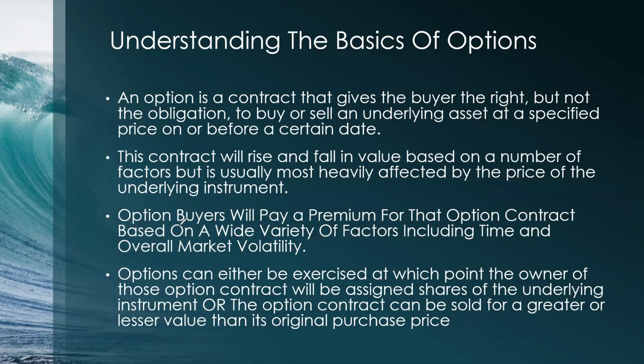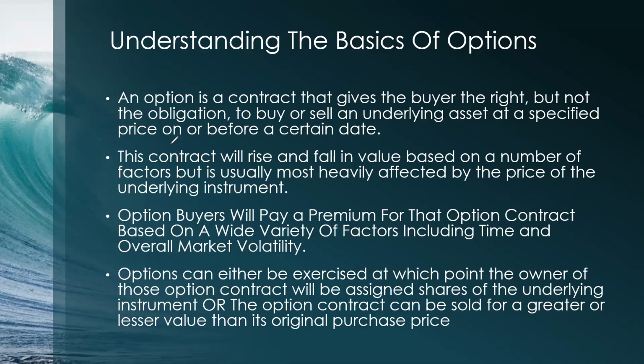So in our service, we use primarily options when we're placing our trade setups. And so just a quick basic overview of options. An option contract is a contract that gives the buyer the right, but not the obligation, to buy or sell the underlying asset at a specified price on or before a certain date. This contract will rise and fall in value based on a number of factors, but is usually most heavily affected by the price of the underlying instrument.